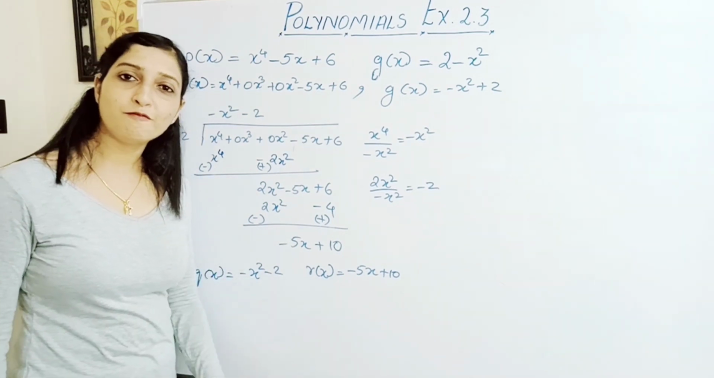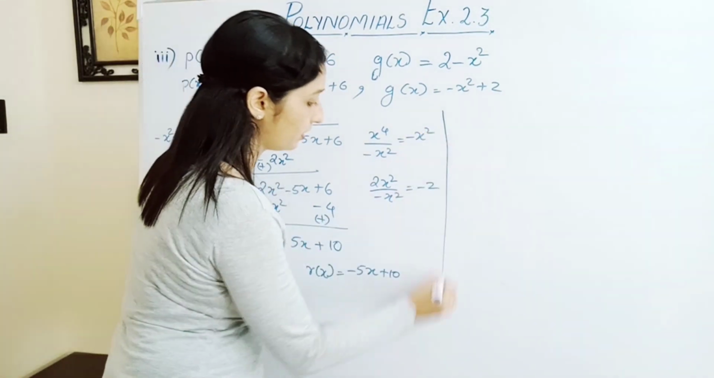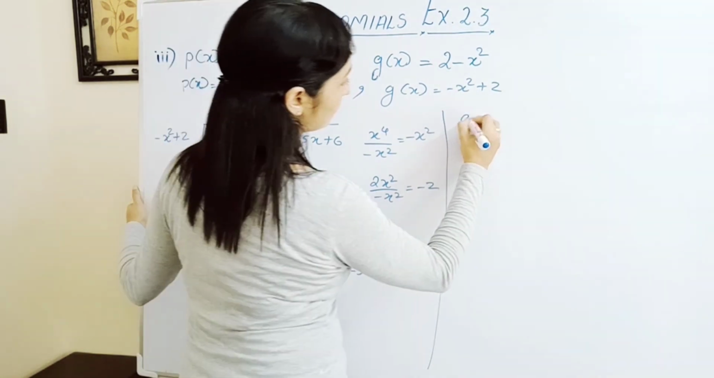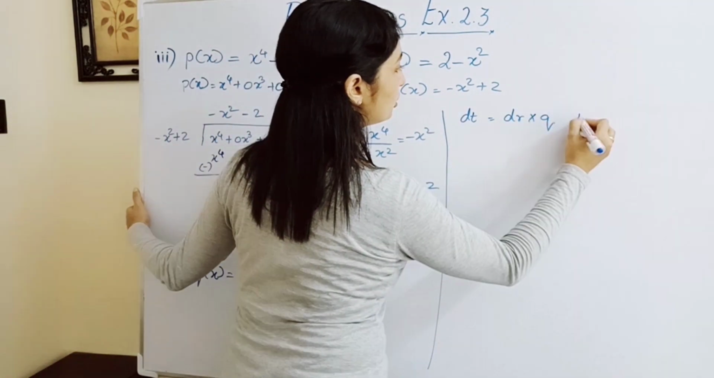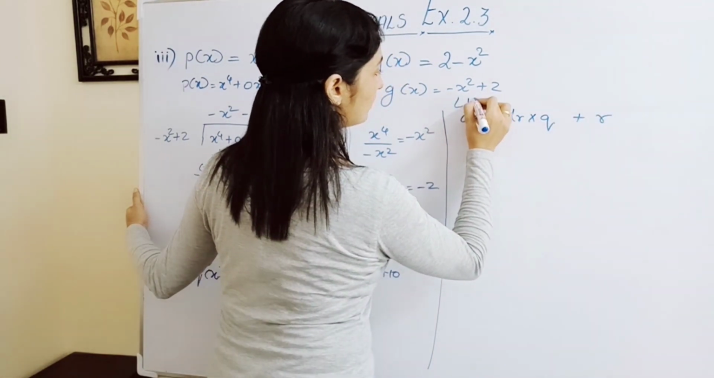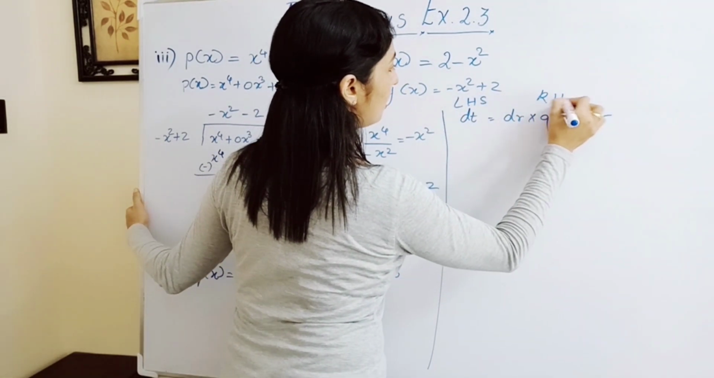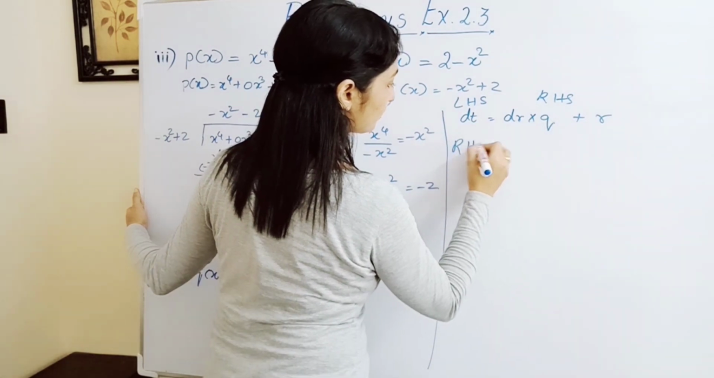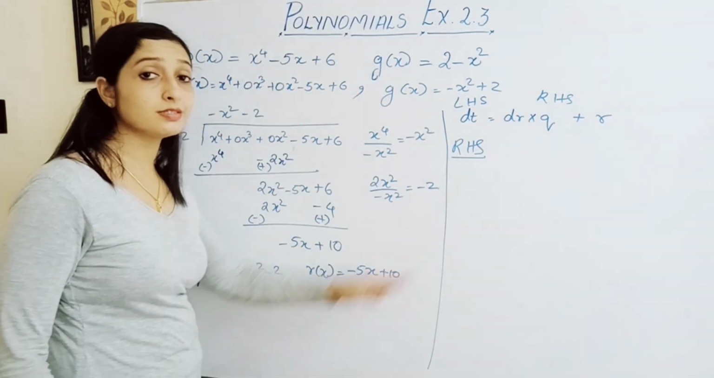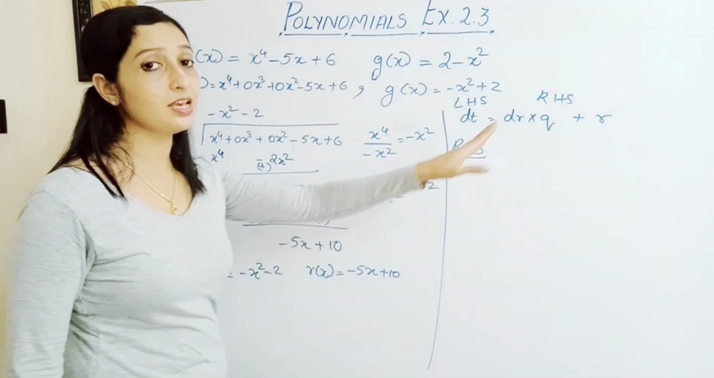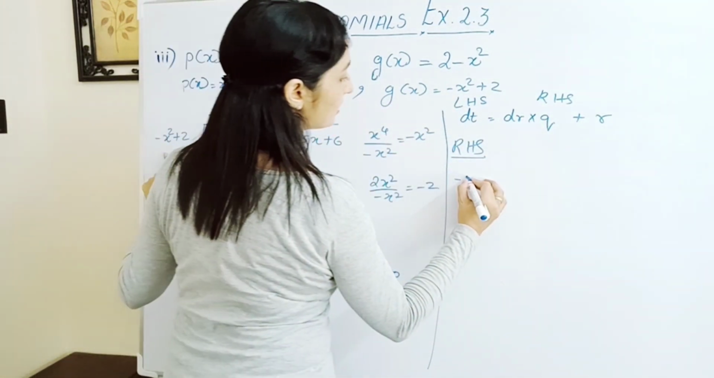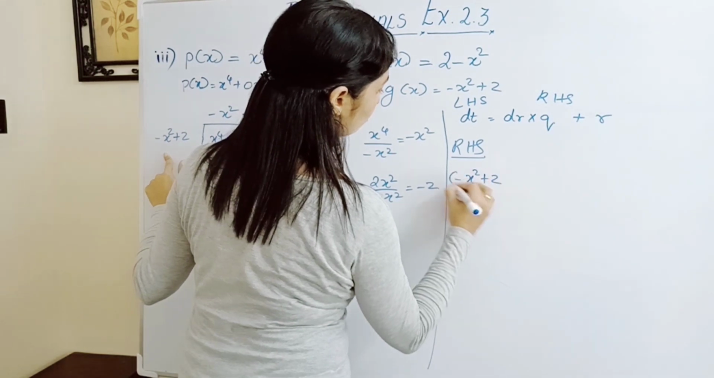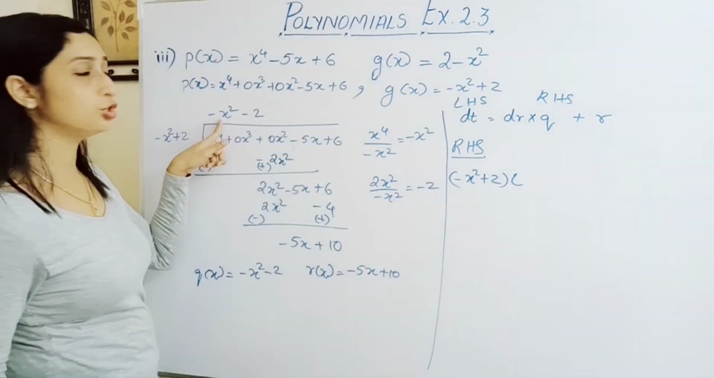Now what is our next part? Next part is our verification part. So let's try our verification. That is, dividend is equal to divisor into quotient plus remainder. Let this be LHS, this be RHS. So first let us try our RHS. What is our RHS? Our RHS is divisor into quotient plus remainder. What is our divisor? Minus x square plus 2.